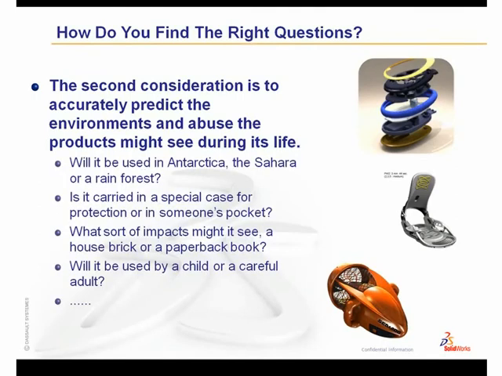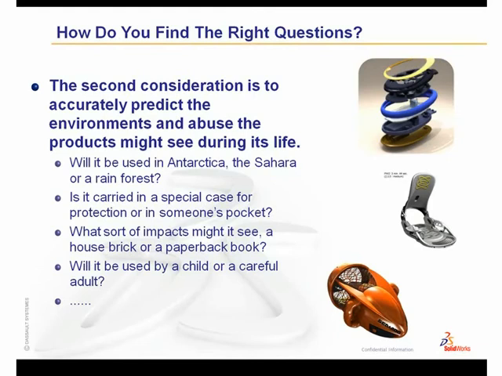So we might have to think, where is it going to be used? From the extreme of the Antarctica to the Sahara or the rainforest. Okay, is it going to be hot and dry? Is it going to be moist and wet? Humidity? Cold? All these things will have an impact on how your product will be used and how it might be abused. Is it going to be carried in a special case or someone's pocket?